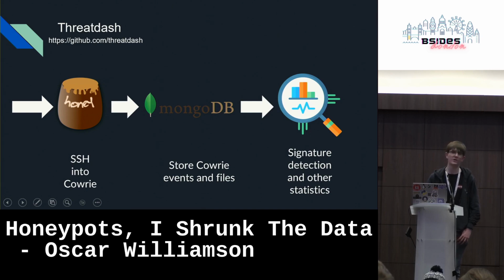Over the summer, I worked on an open source project called ThreatDash, which took the pre-existing SSH honeypot called Cowrie, which some of you might have heard of. It basically emulates an SSH session, but it doesn't actually run anything, which is a key distinction. Then I converted the data coming out of that, stored it in a MongoDB instance, including the files that you see uploaded, etc. And then you can carry out signature analysis of it with Yara signature detection rules.